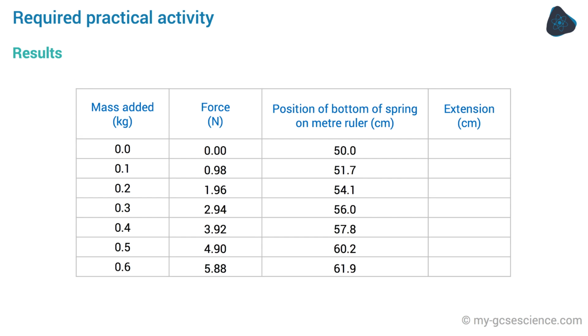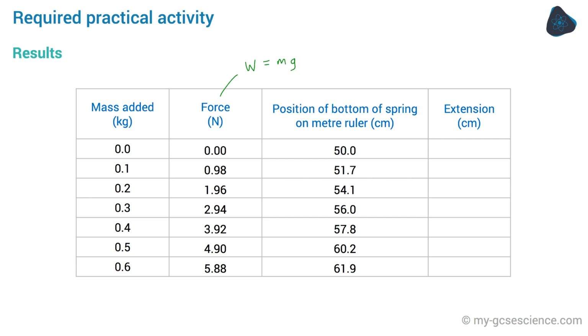Typical results from this experiment might look something like this. To calculate the force exerted in the spring for each mass, you just use W equals mg. In other words, you multiply each mass in kilograms by the gravitational field strength. We need to be careful here in calculating the extension.